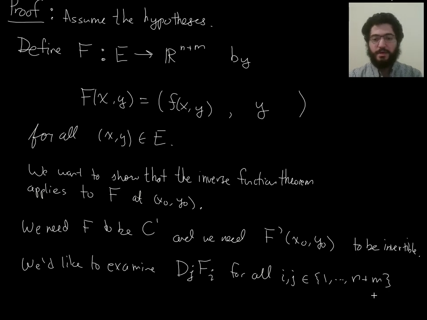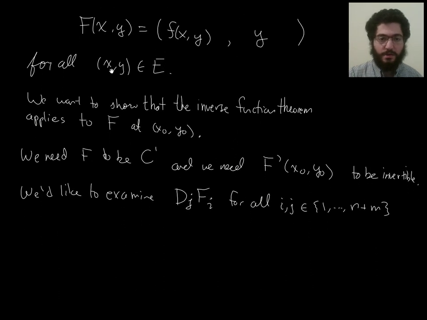So in other words, you have an n plus m by n plus m matrix's worth of these partials to look at, and we'd like to verify that they are all continuous. To use the inverse function theorem, we just need them to be continuous on some neighborhood of (x naught, y naught). But in fact, we're going to show they're continuous on E, and that they exist. So these derivatives exist and are continuous on all of E.